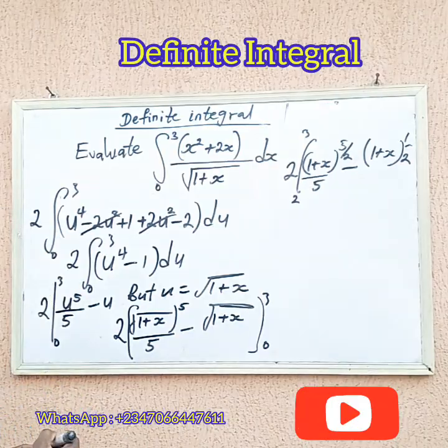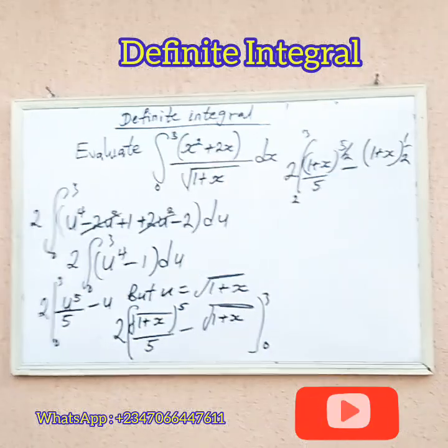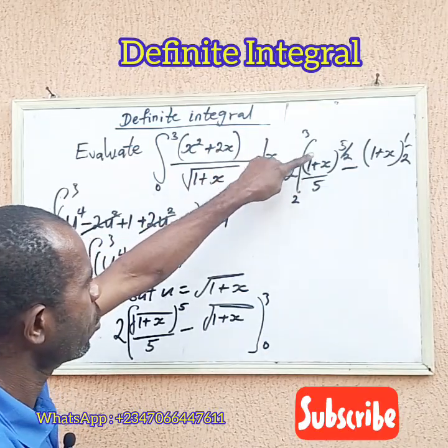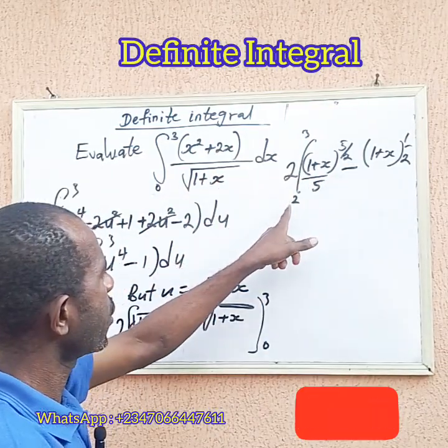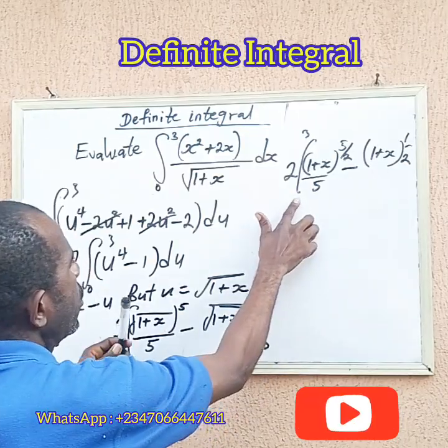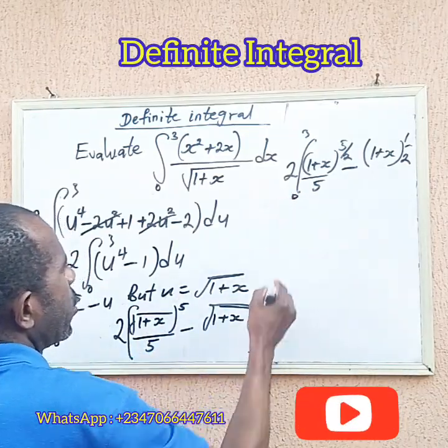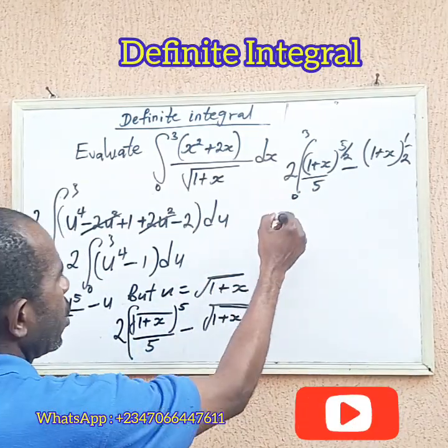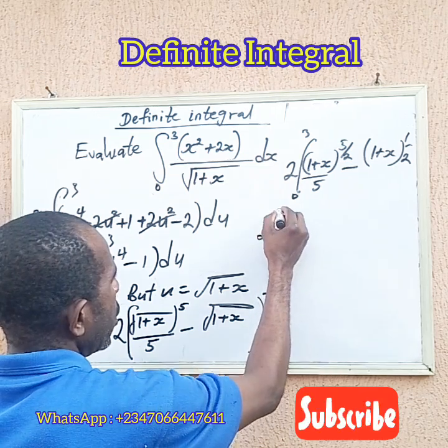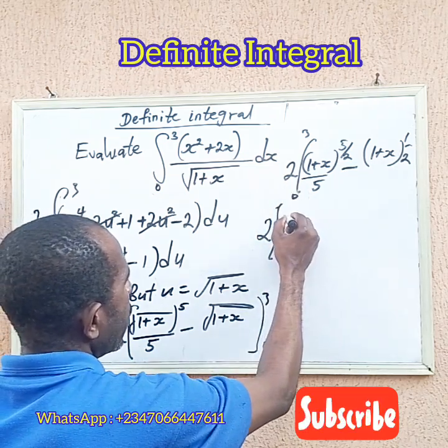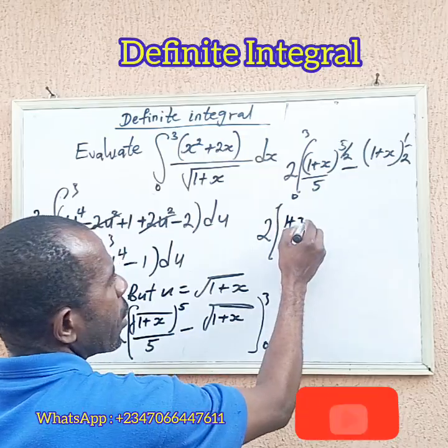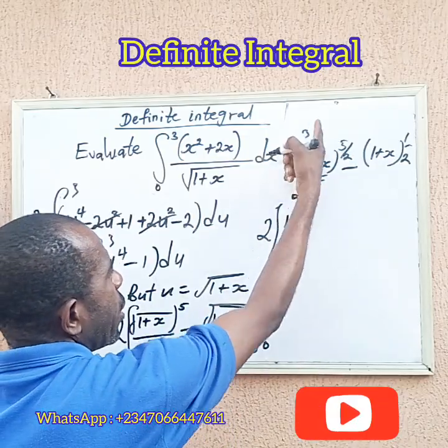Good. So now let us evaluate now. So when x is 3, we plug it here, then subtract when x, oh sorry, this is 0. This is 0 here. Good. So let us minimize so that we now have 2. Then we are going to subtract now. That is 1 plus 3, when x is 3, that is the upper limit.